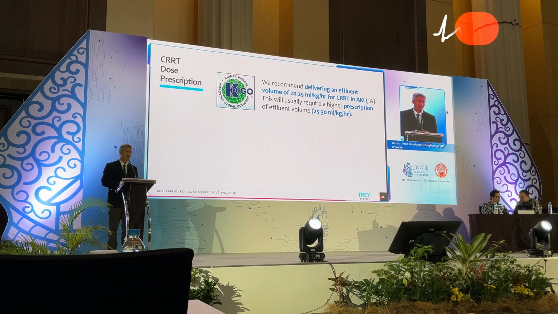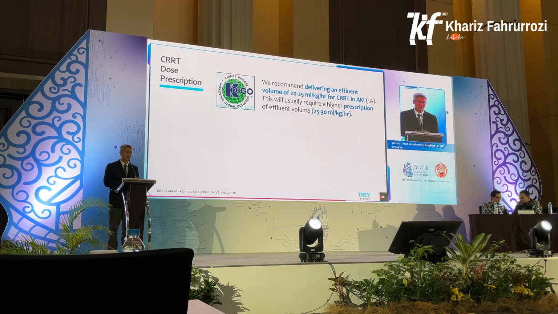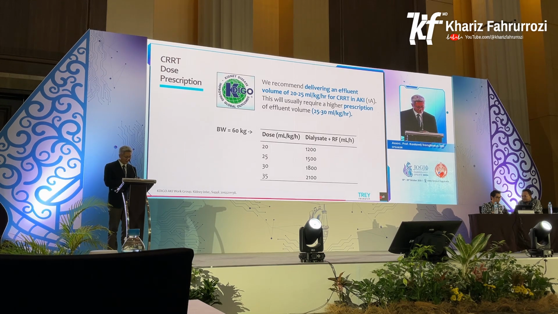However, sometimes the nurse has to troubleshoot the machine, or the patient has to be sent to the OR for operation or go for imaging. Therefore, the prescription should be around 25 to 30 ml per kilo per hour. This is an example to calculate the dose of CRRT. If the patient weighs 60 kilograms, the dose should be around 1.5 to 1.8 liters per hour.